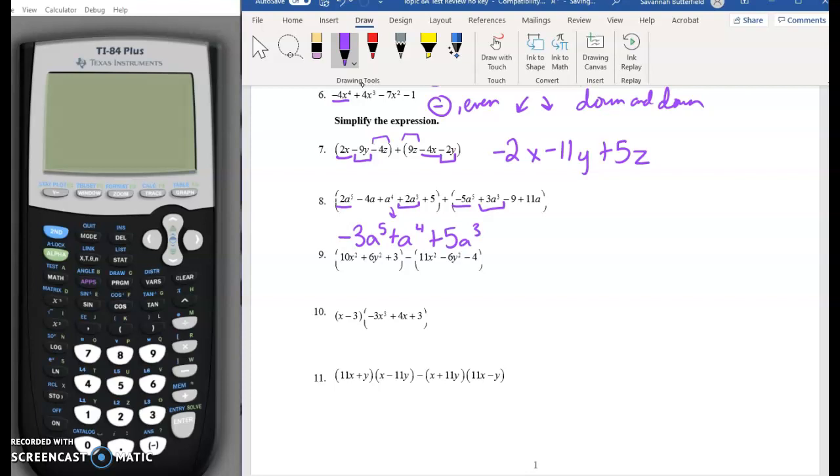And then next will come a squared, but I do not have an a squared, so we will just simply skip over that term. And then after a squared will come a, so I see an 11a right here, and I see a negative 4a here. So 11 minus 4 is going to get us 7a. And now we are just going to go to our constants, so I have a 5 and a negative 9 here, so we will say minus 4.